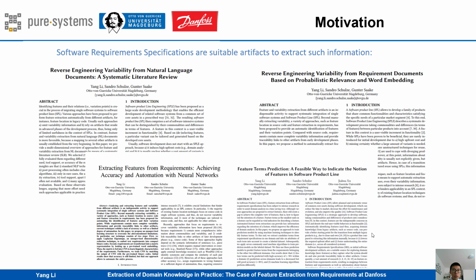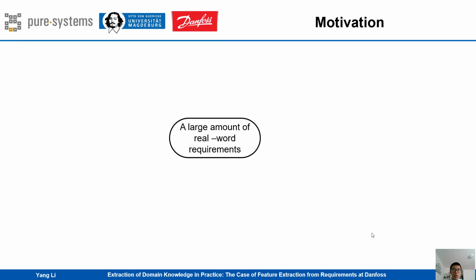In previous work, we have shown that software requirement specifications are suitable artifacts to extract such information, but so far our technique has been only evaluated with rather artificial requirements, and thus it is unclear whether it can cope with specialties of real-world requirements as well as scale up to a large amount of requirements documents.